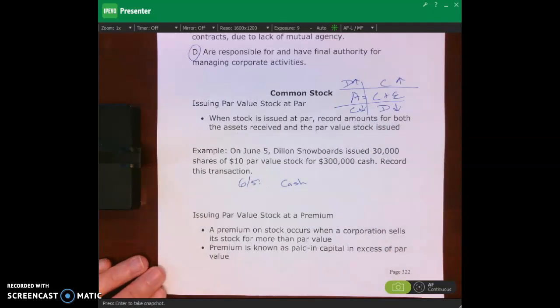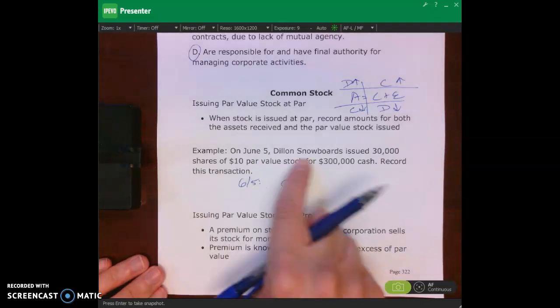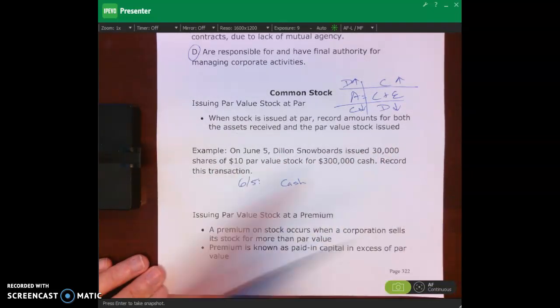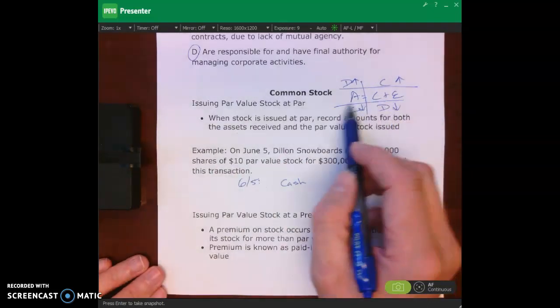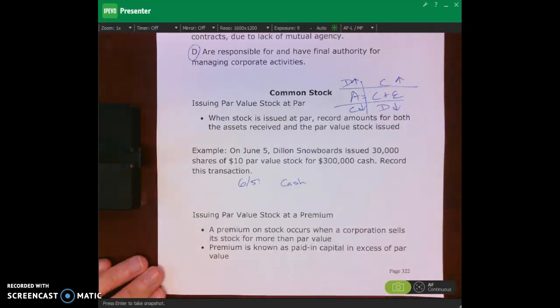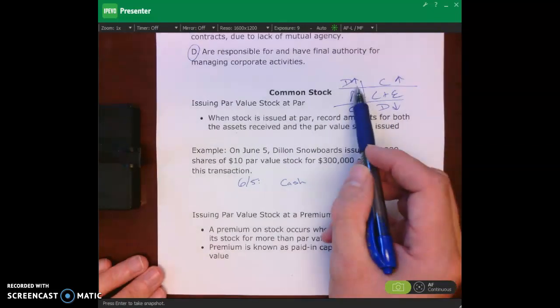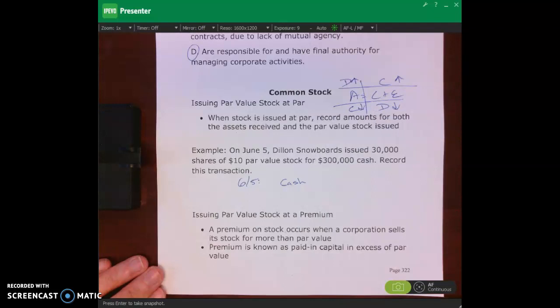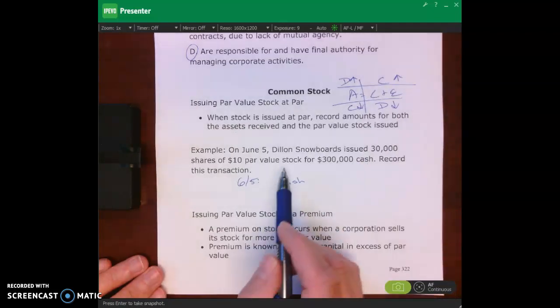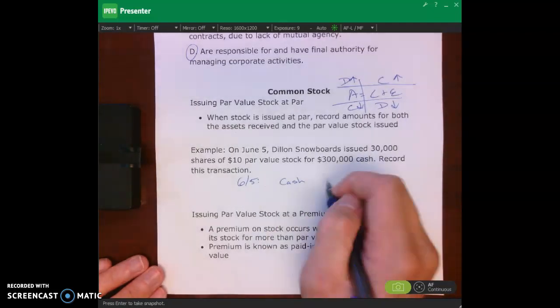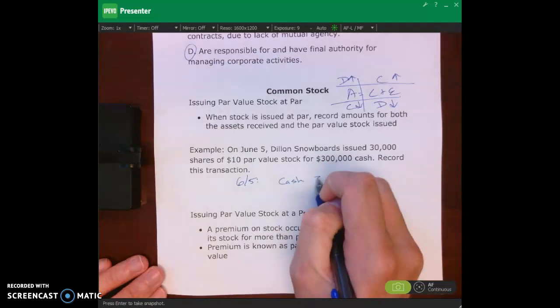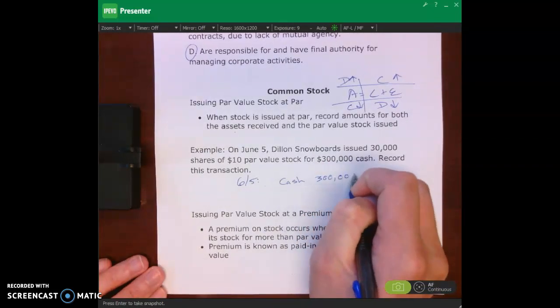You remember this, and you can parse this out and classify which accounts are being affected, an asset account, liability, or equity account, and then you remember this figure right here. You can do any journal entry. Okay? So we issued 30,000 shares and we get $300,000 cash. So assets are going up. Debit to cash for $300,000.